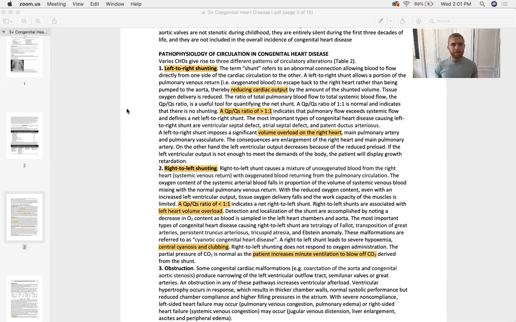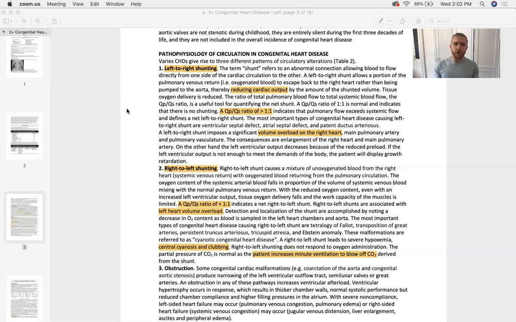A right to left shunt is quite peculiar because it's going in a direction that you would not expect it to be going. And whenever blood goes right to left, what we see is a left heart volume overload, because blood's bypassing the pulmonary circuit and entering the systemic circuit. So what we see here is a cyanosis, because there's blue blood entering what should be a purely red circulation, kind of making it purple, you know? And this is in contrast to the general hypoxia that we see in a left to right shunt.